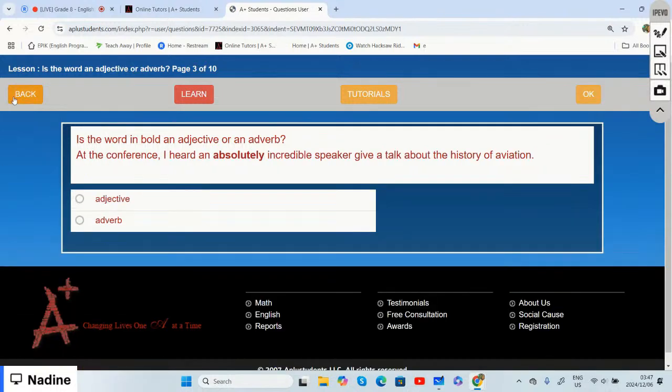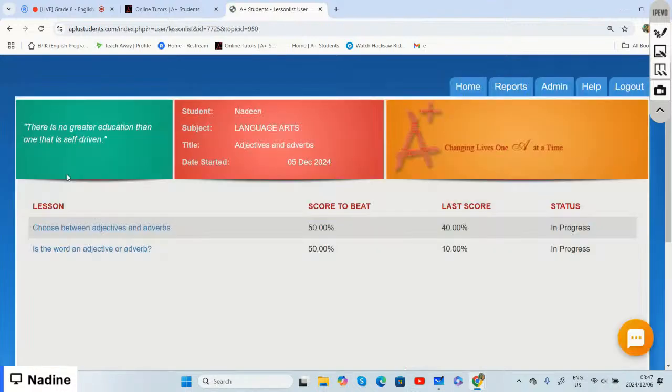All right, so this is now the end of our lesson on adjectives and adverbs. We said an adjective is a word that describes or modifies a noun, right? It tells us more about a person, animal, place, or thing, or tells us more about that noun or pronoun, right? Adjectives, they either tell us what kind or they tell us how many.